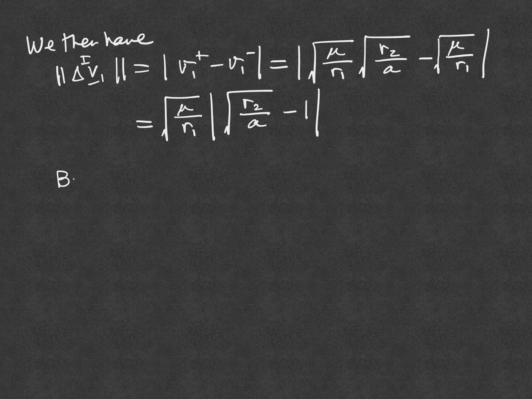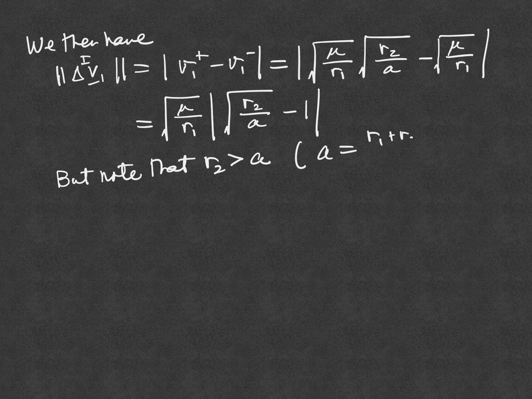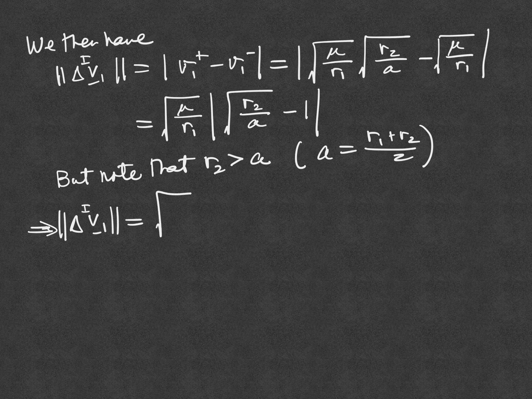But note that r2 is bigger than a, and that's because a is equal to the average of r1 and r2, which is r1 plus r2 over 2, because it's the semi-major axis of the transfer orbit. So as a result, the absolute value can be dropped, and we get the magnitude of delta v1I is equal to the square root of mu over r1 times the square root of r2 over a minus 1.